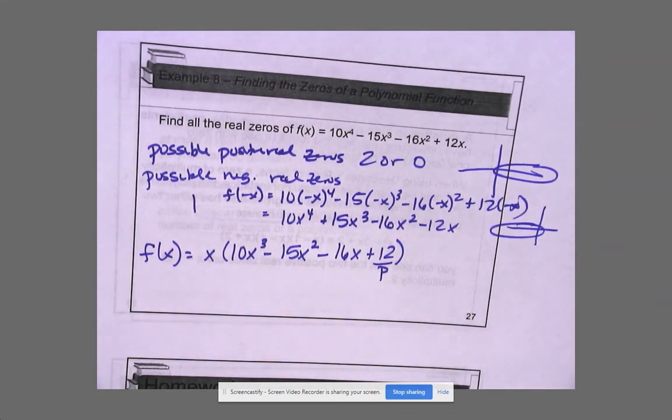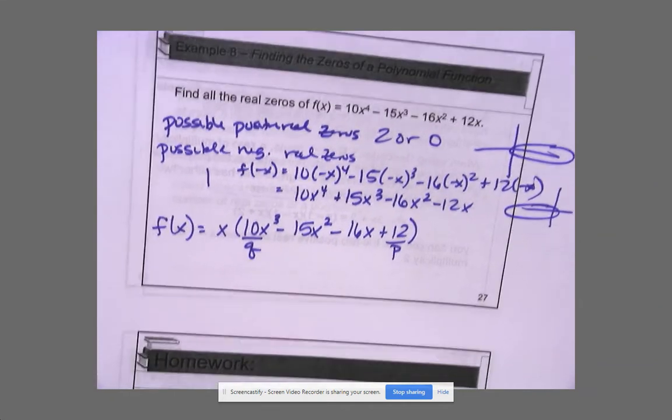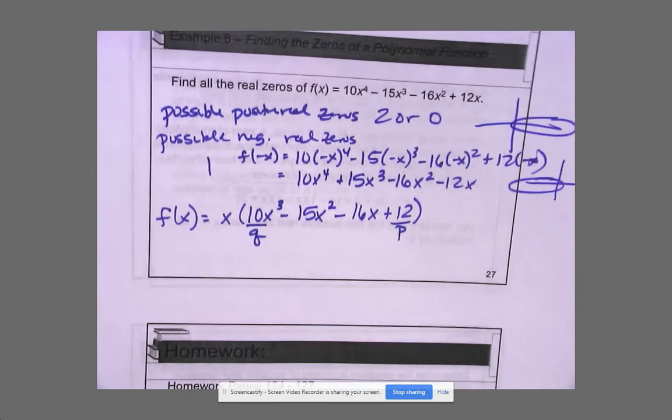P over what? Q. P over Q. Could you do long division with what? With X? You could do that. You could do a long division with X if you wanted to, right? And you can sit there and try to divide that. If you had a factor, well, it would be X is what we would choose. But I'm going to choose this P over Q just to give us some more practice, okay? So what's P over Q?